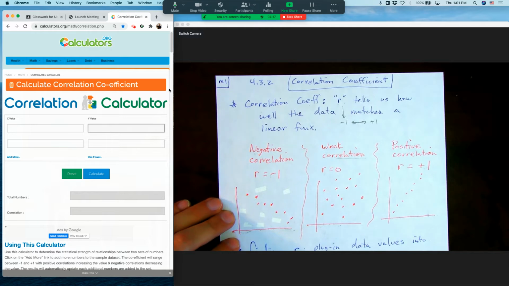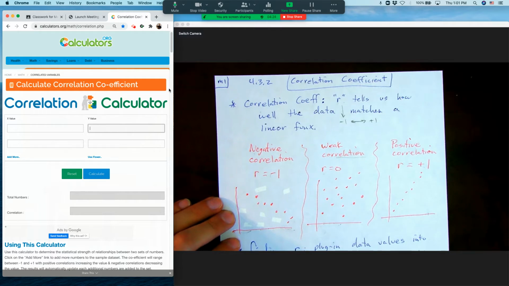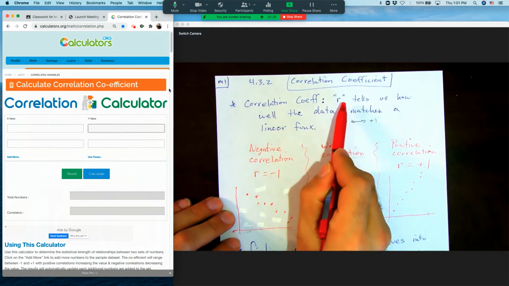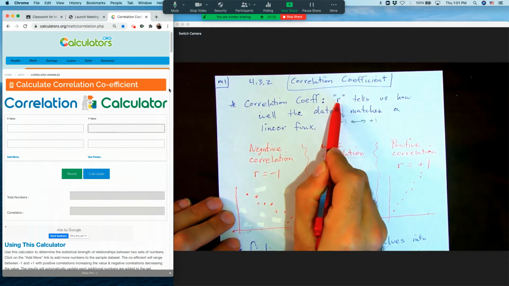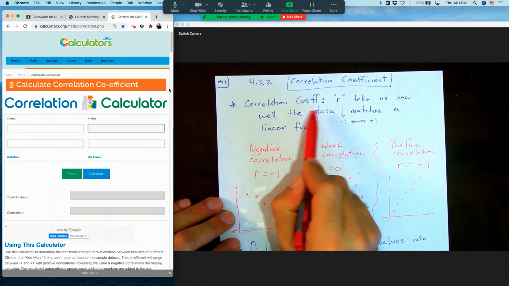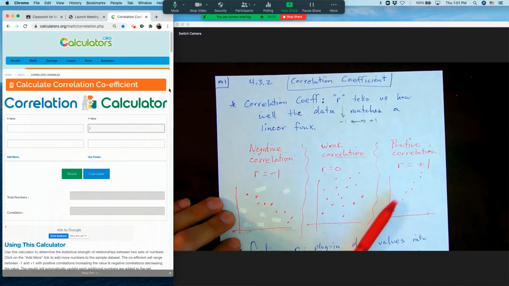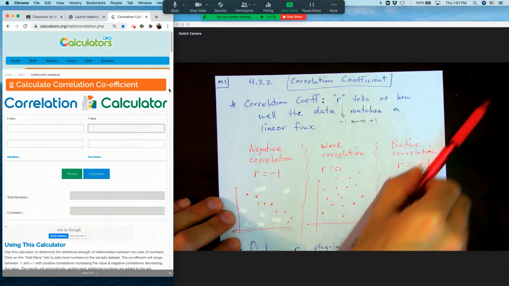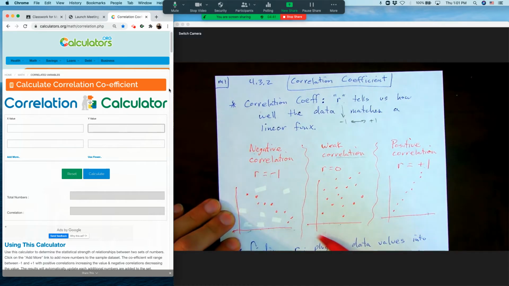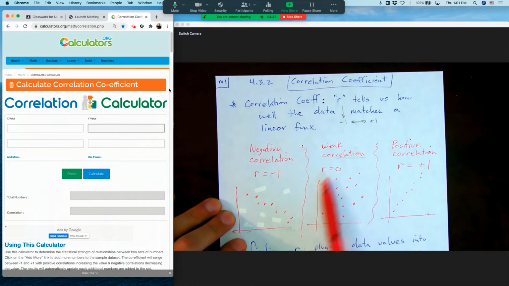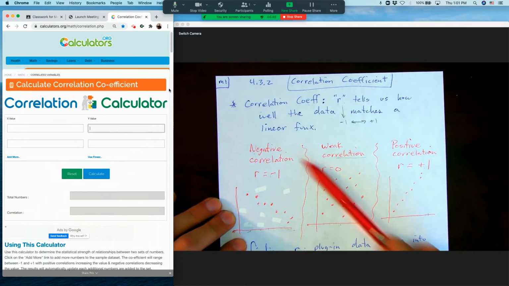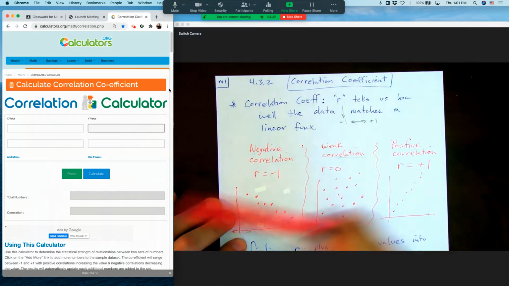Now, what we have to do today is pretty easy to accomplish because we're going to use calculator technology to work some of this out. But we need to know a little bit more about what it is. The correlation coefficient we see as our letter R, and it tells us how well the data matches a linear function, how close to being in a line it is. A line going up is positive, a line going down is negative, or a weak correlation is where there's really nothing that you can make. You can't tell if the line goes up or down.